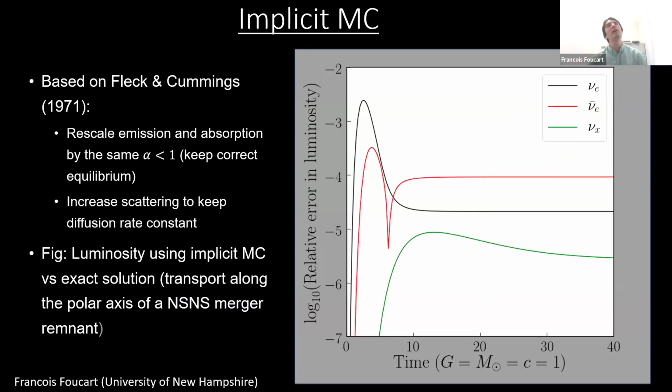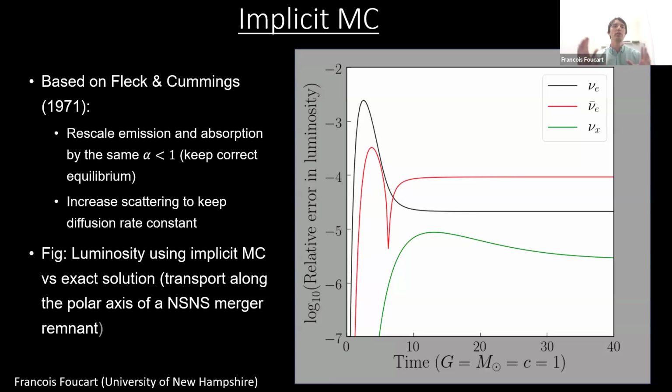For the implicit Monte Carlo, on the other hand, so for the treatment of high absorption regions, the main issue here is that rapid emission and absorption of neutrinos can lead to rapid evolution of the electron fraction and temperature of your fluid, and that can lead to numerical instabilities in your evolutions. The main method that's been proposed to avoid that is implicit Monte Carlo, which was proposed by Fleck and Cummings in the context of photon transport in the 70s.